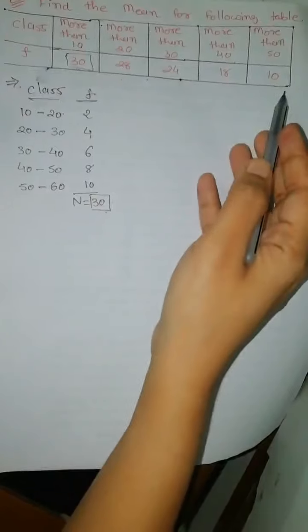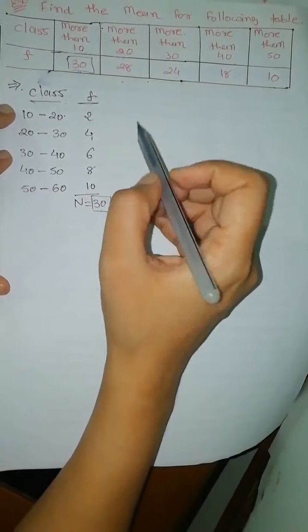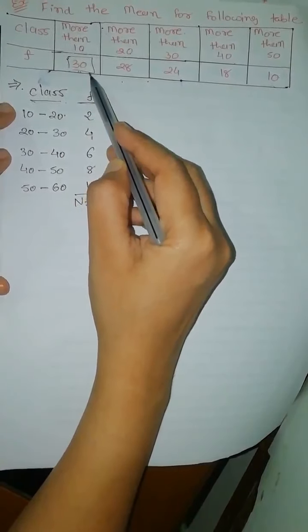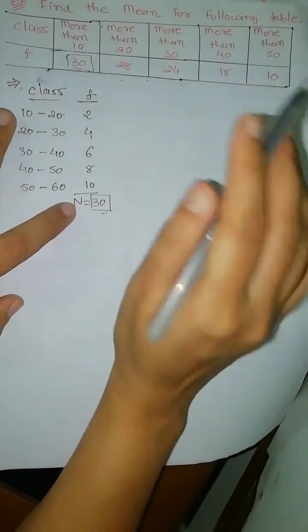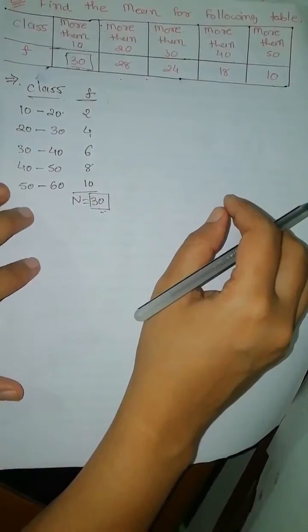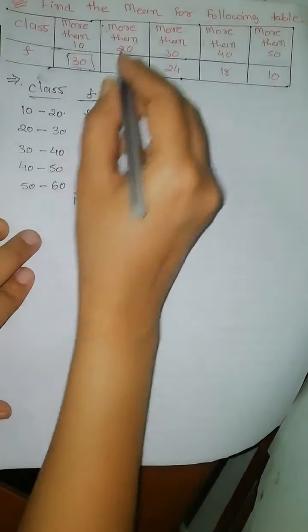Here the values are given in reverse order, so the first value of the frequency and the total of the frequency should match in this case, right? So now my classes and frequencies are arranged. As per these values, I have to find the mean.